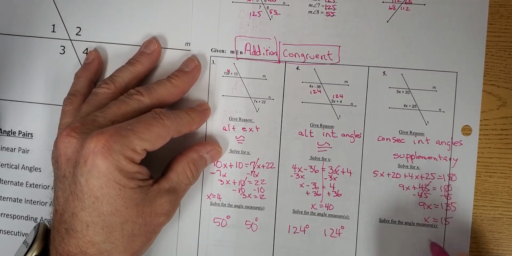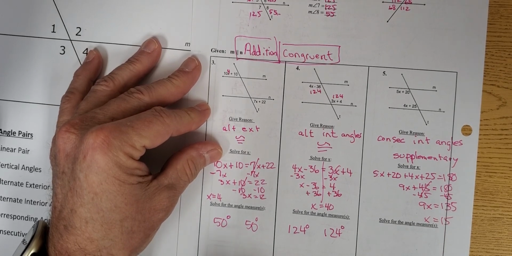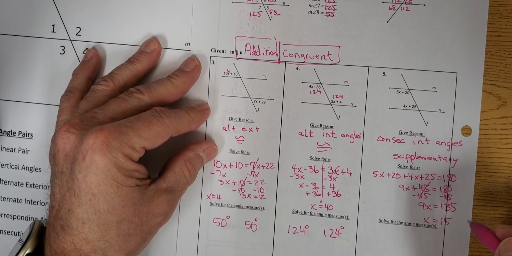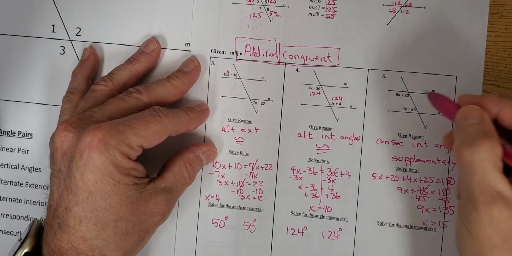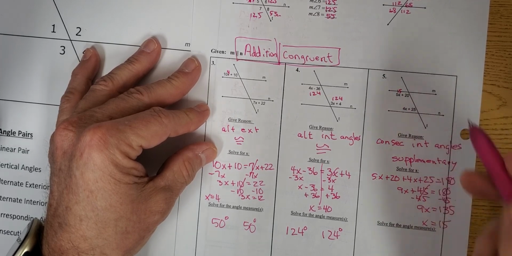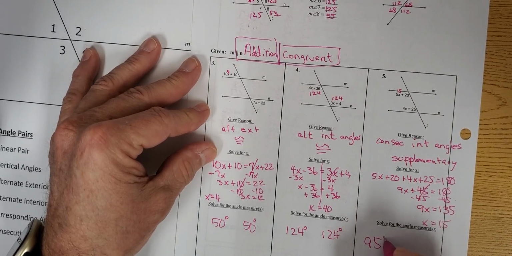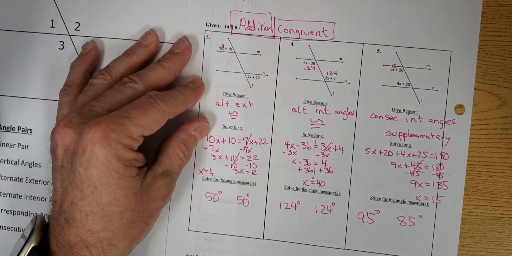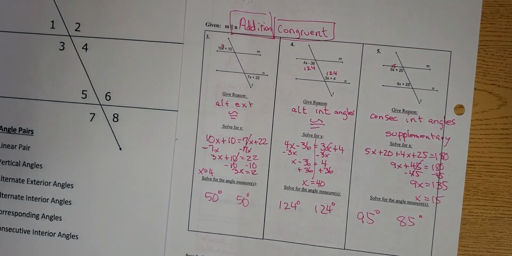Let me make sure. 15 times 9, yeah, that's 15. Anyway, so x is 15. Plug it in here. 5 times 15 is 75, plus 20 is 95, so the other one must be 85, right? Okay. All right, well, it's all yours. Thank you.